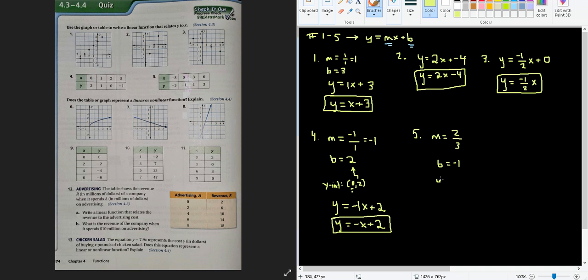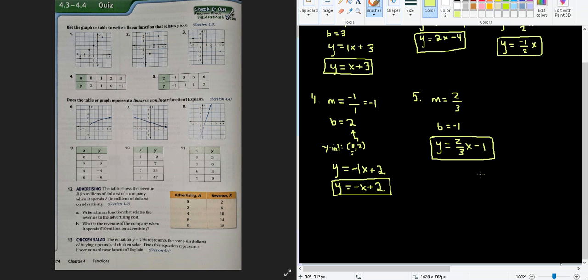All right, so write my equation. y equals mx plus b, y equals 2/3 x plus -1, or I can put -1. There's the answer. All right, so that's 1 through 5, writing those equations in slope-intercept form, since any line can be written in slope-intercept form.